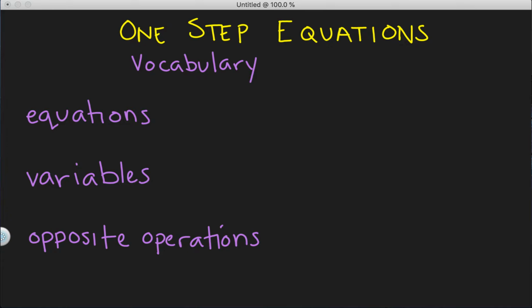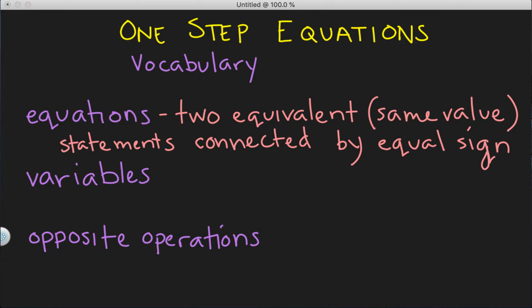Equations are two equivalent statements connected by the equal sign. You can see in equations even part of the word has equal in it. So it's got an equal sign. The two sides should be equivalent or have the same value.